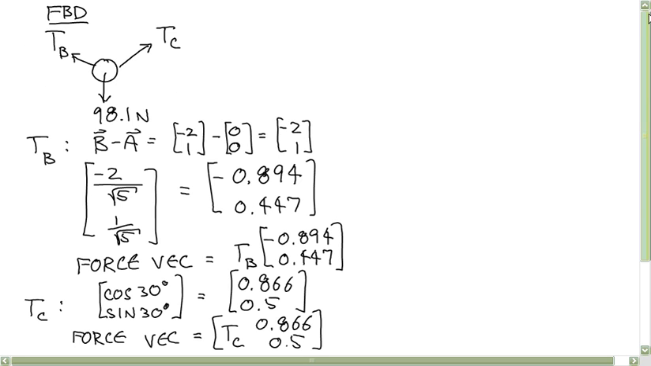And the force vector, so what's the force vector associated with this load? Express that as a vector in this coordinate system. 0, -98.1 because it's down. And actually, you can think of that as a scalar times a unit vector too. The direction is 0, -1, right? And you're multiplying it by the magnitude of that force, okay?